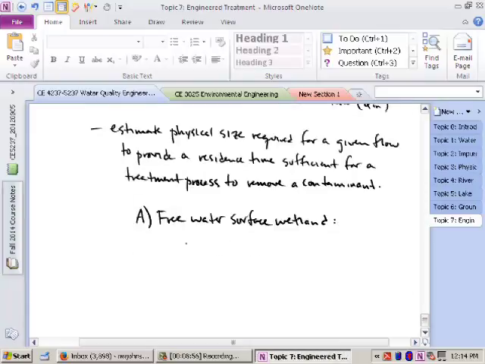Free water surface wetlands frequently have residence times in the neighborhood of 1 to 10 days, depending on what the treatment goals are.